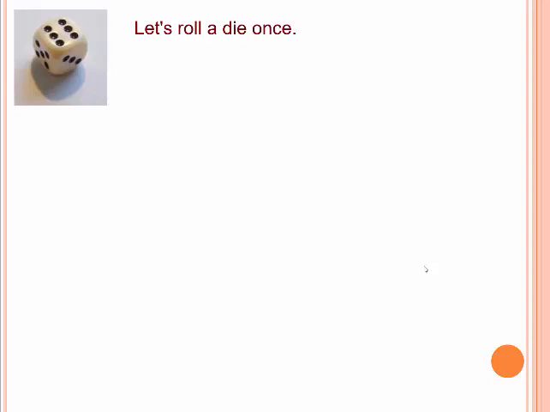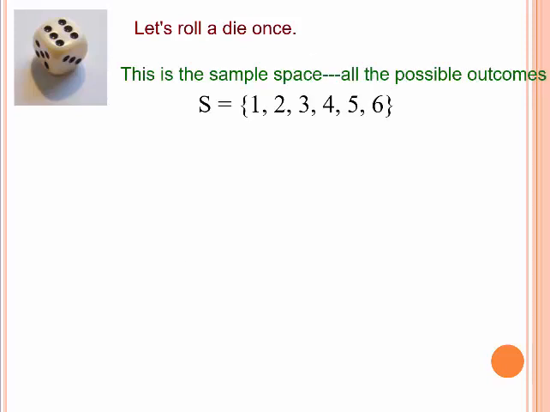All right, so let's do an example to illustrate this. Let's roll a die once. We're going to take a six-sided die and roll it once. This is the sample space, the list of all the possible outcomes. You can get a 1, a 2, a 3, a 4, a 5, a 6.